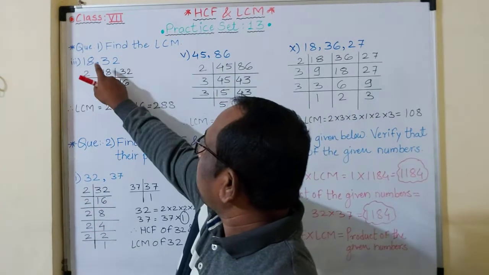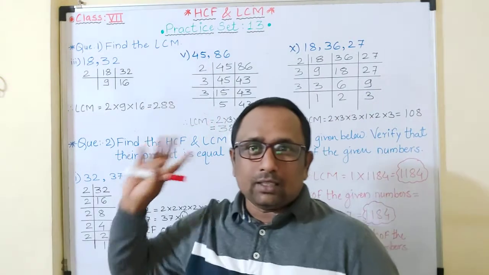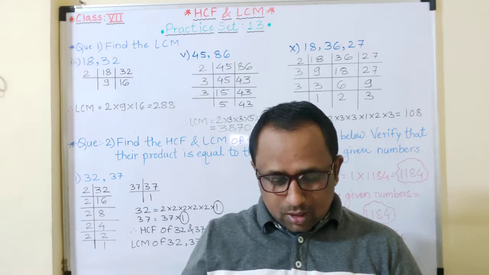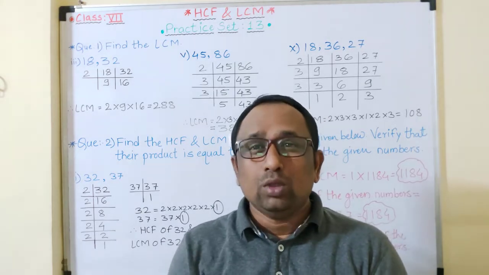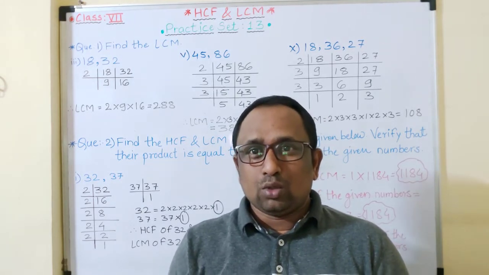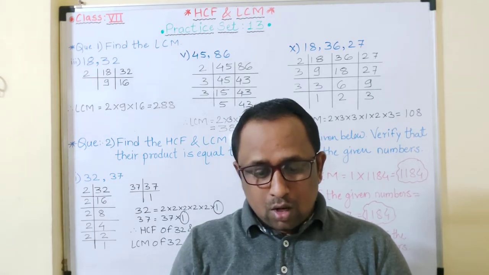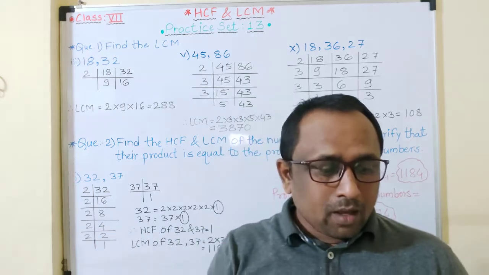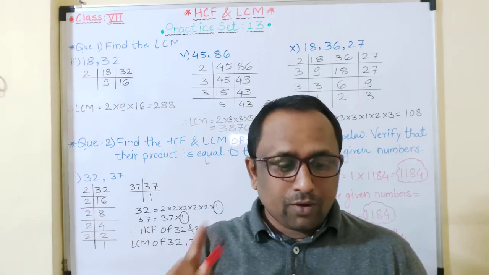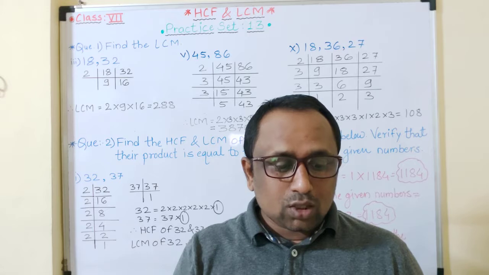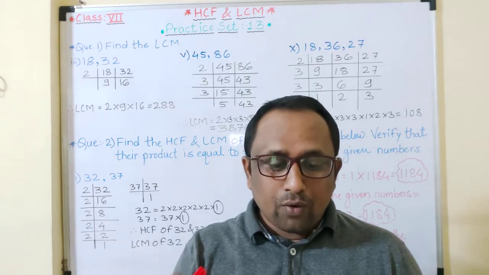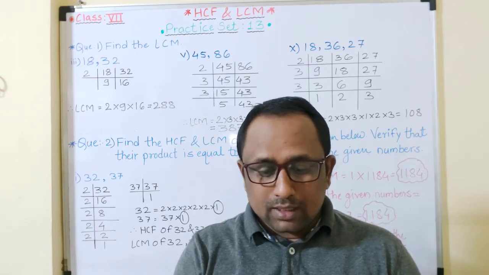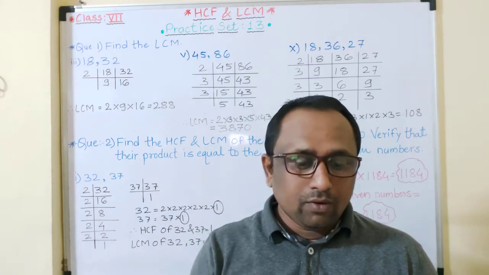Now look here. Before starting these three examples, see students, on page number 20 there are some rules given. Those rules help us to make the factors for this LCM. Now look here, on page number 20 the first rule is: use the test of divisibility to find the prime number that divides all the numbers, and then divide the given numbers.